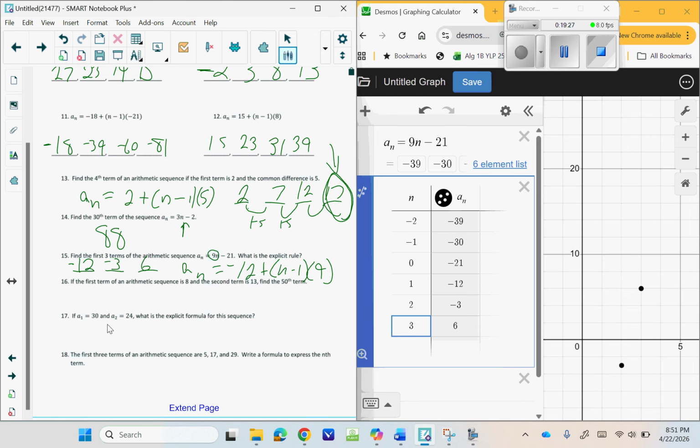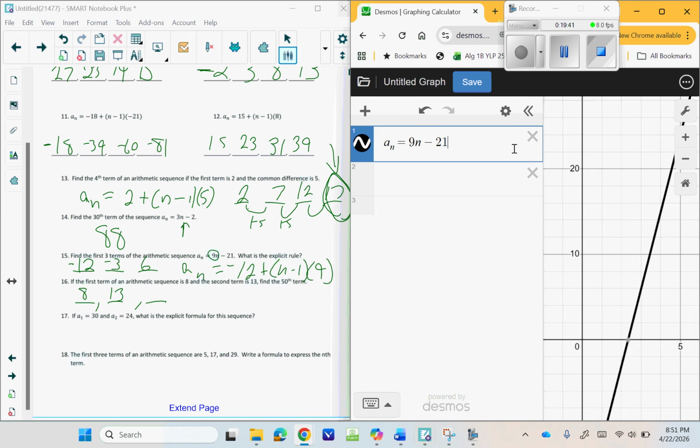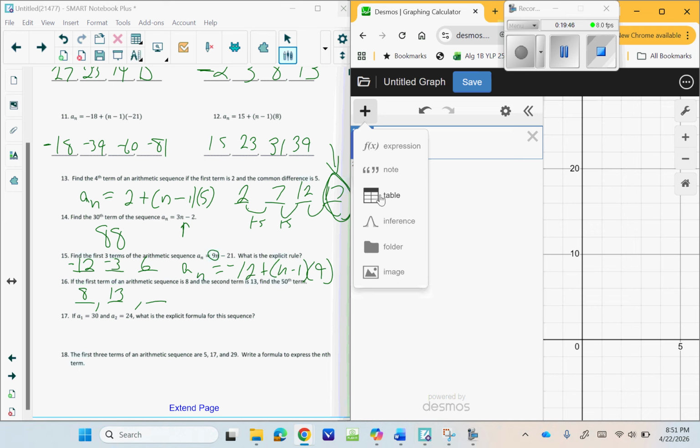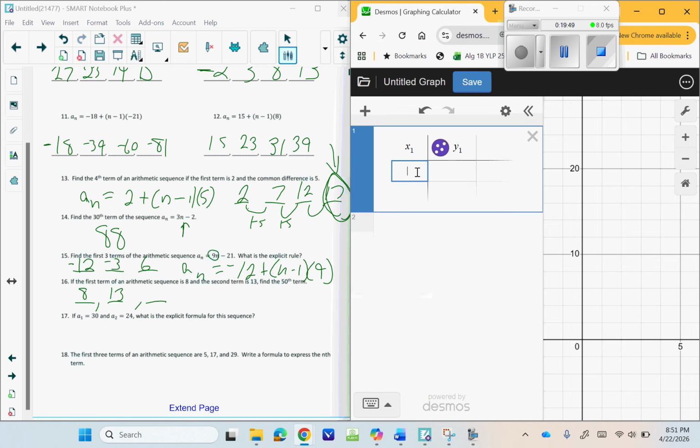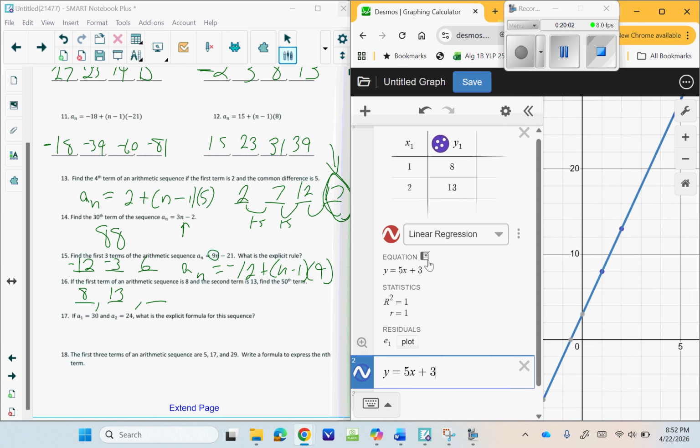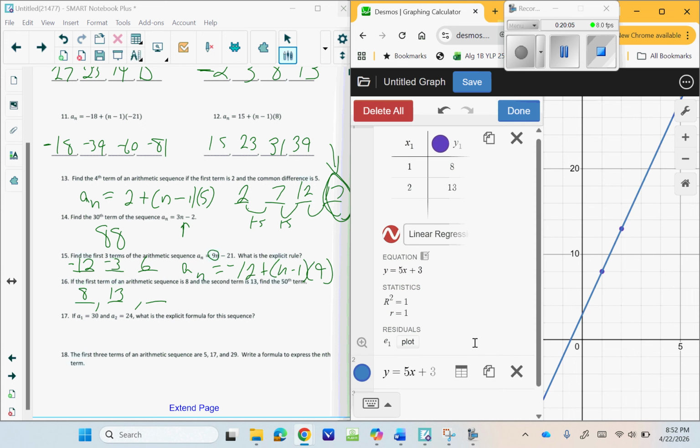Okay, let's look at number 16. If the first term is 8 and the second term is 13, find the 50th term. There's a couple different ways that we could do this. We could do this with an arithmetic sequence, but I'm going to show you how we don't even have to use an arithmetic sequence here. If term number 1 is 8 and term number 2 is 13, then I'm just going to pull that equation out and make the table.